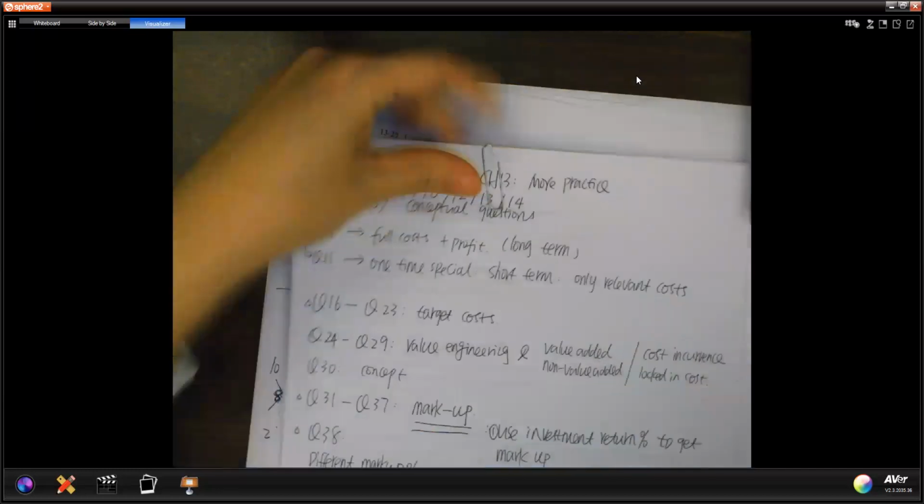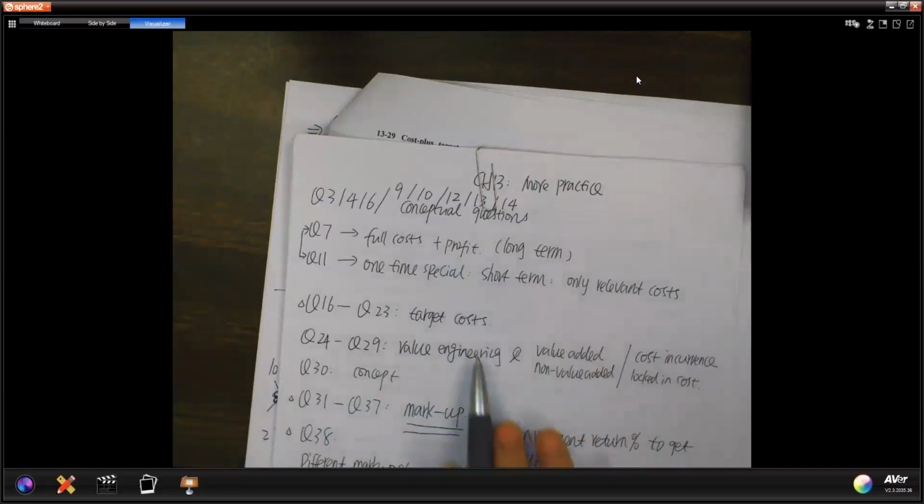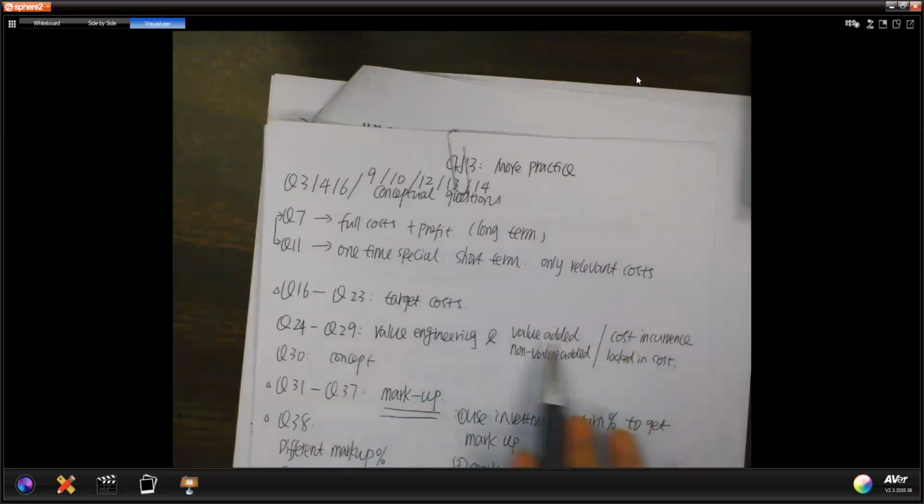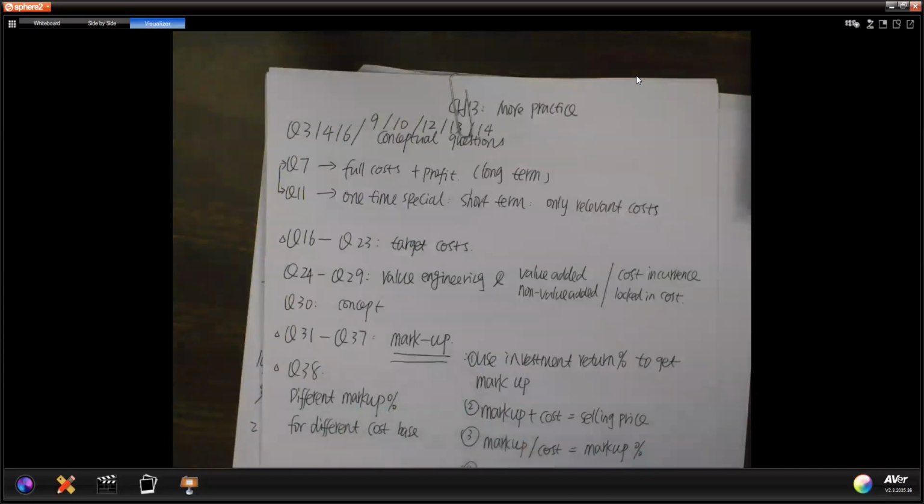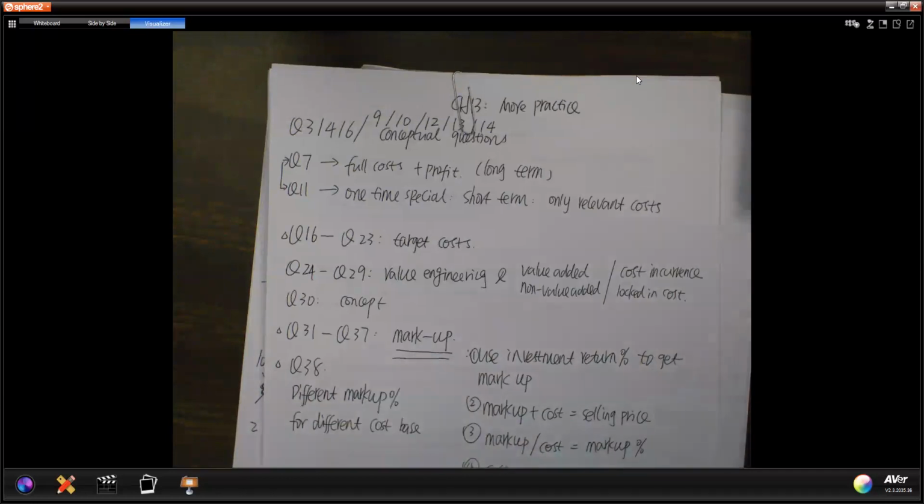Also, I said for the multiple choice, some are conceptual, some are calculation, and then we said value engineering. Make sure you know those concepts, and then make sure you know the markup calculation.